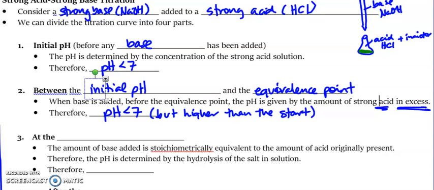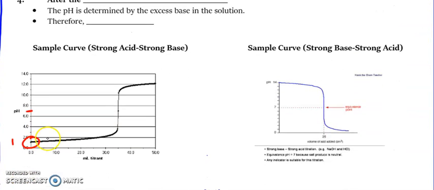If I go down to the graph, in a different color, that's going to be this whole part. This is going to be part 2. It's even going to go all the way up to here. It's still going to be below 7, but we're not at the equivalence point yet.